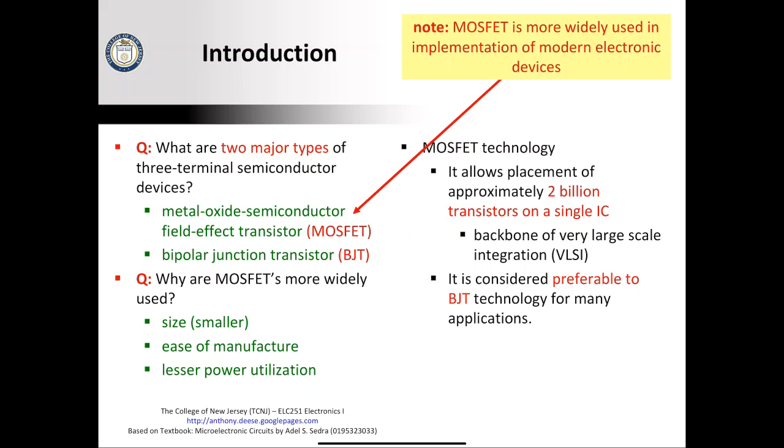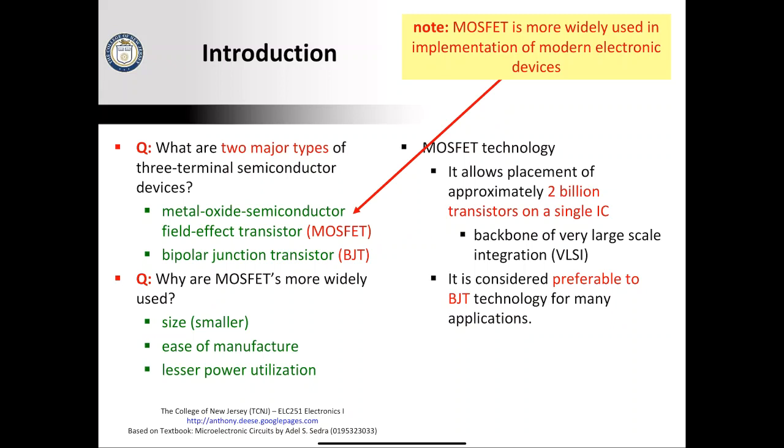They are smaller. Size is one major component. They are easier to manufacture, and they use less power. And we'll see in this chapter why this is the case. All three of these bullets.